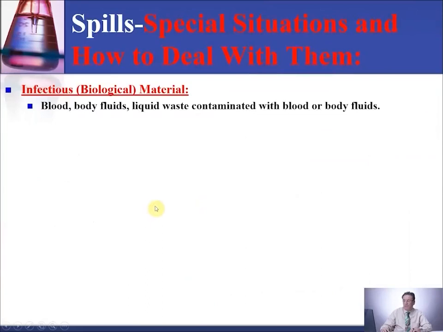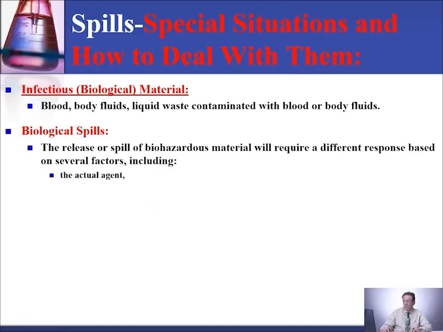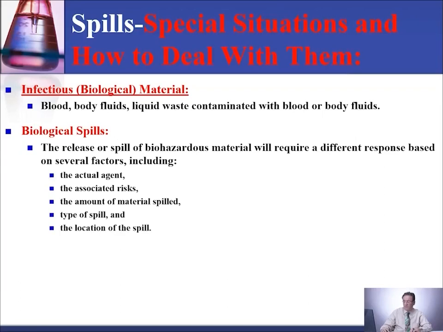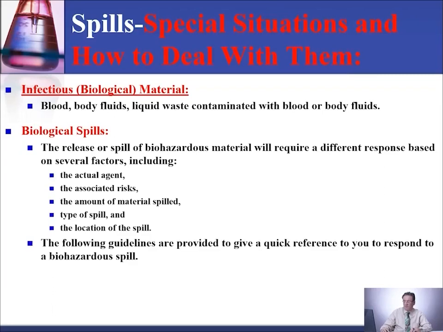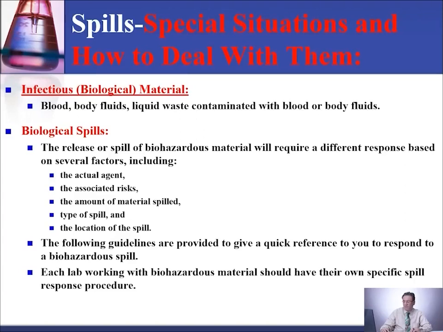If you have an infectious biological material spill, whether it's blood, body fluid, or liquid waste contaminated with blood or body fluid, the release of biohazard material will require a different response based on several factors, including the actual agent, the associated risk, the amount of material spilled, the type of spill, and the location of the spill. The following guidelines are provided as a quick reference to help you respond to a biohazard spill.